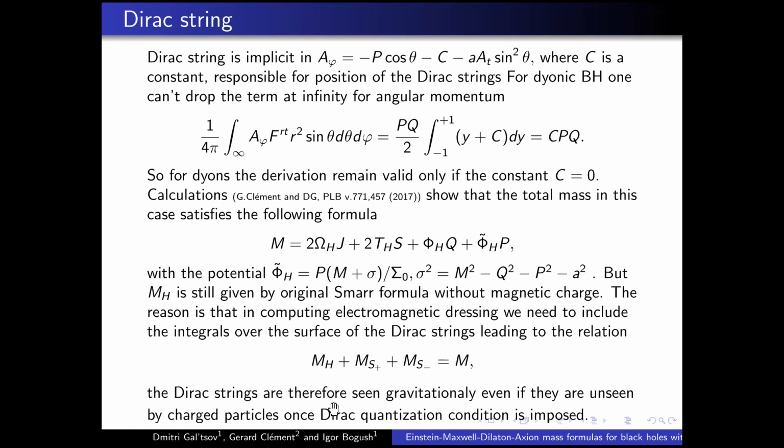Okay. Finally, you add the Misner string contribution, symmetric case, north and south, and both of them plus M_H give you M, which is the asymptotic mass. And this asymptotic mass already contains the contribution from the magnetic charge.